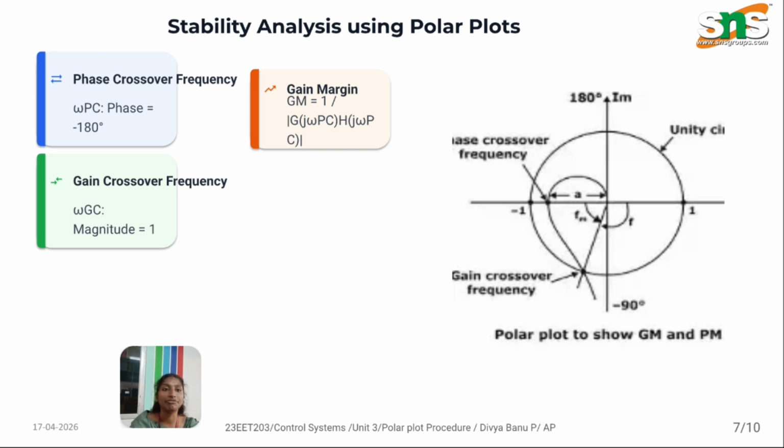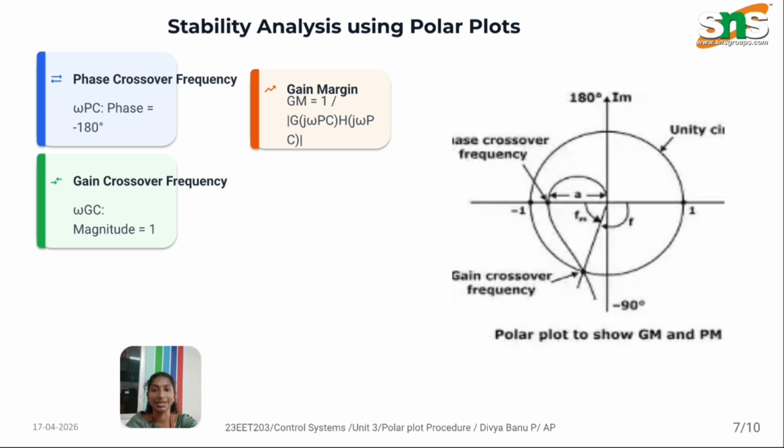Whereas for the phase crossover, we will have a zero line. When the graph crosses the zero line, that point we call the phase crossover frequency, and the gain margin formula is 1 divided by that value. That is the phase crossover frequency and gain crossover frequency. Here we have clearly marked the unity circle, phase crossover frequency and gain crossover frequency, and this graph will be very interesting to complete.